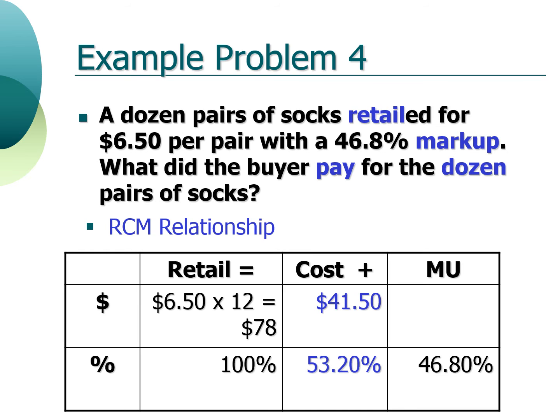Then we had the markup percent of 46.8%, so that is C equals R times 100% minus markup percent. So that will be $78 retail dollar times 53.2%, which is 100% minus markup percent, right? So 78 times 53.2% will be 41.5. So $41.50 will be the cost that the buyer has to pay for the dozen pairs of socks.